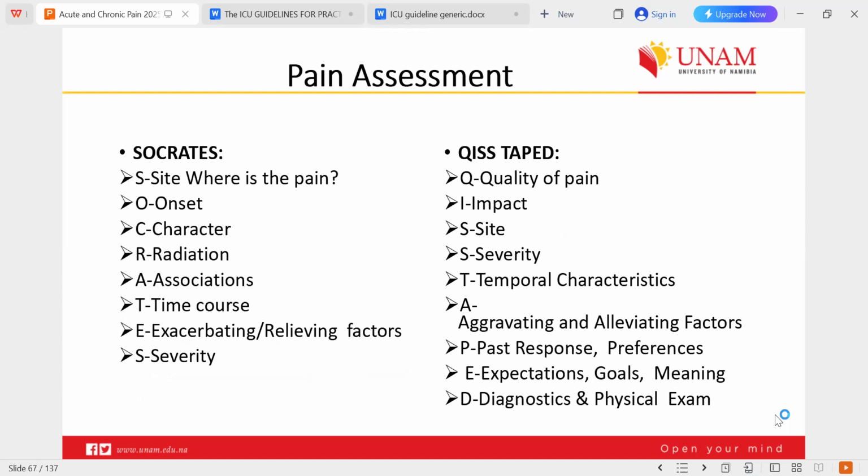You can use SOCRATES. So S talks about site, where's the pain? Onset, character, radiation, depends on which one you want to use. The QUESTED also contains some other important things like the expectations. All right, it may look weird, but when you're asking your patient what is your expectation of your pain management, goes on to what does the pain mean to the patient, and D, the diagnostic and physical exam.